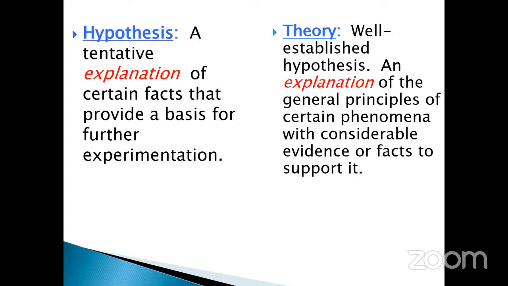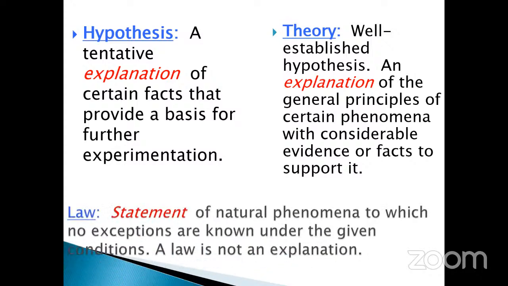Now, it's important, of course, for you to make a distinction between hypothesis, theory, and what is called the scientific law. The scientific law is not an explanation. Firstly, let me just say that. And I've even seen high-level research scientists confuse these terms, especially confusing the law and the theory. The theory is what explains, based on experimental data, what is observed, but the law is basically a statement of a natural phenomenon to which no exceptions are known under the given conditions. And that law, as I said before, is not an explanation.